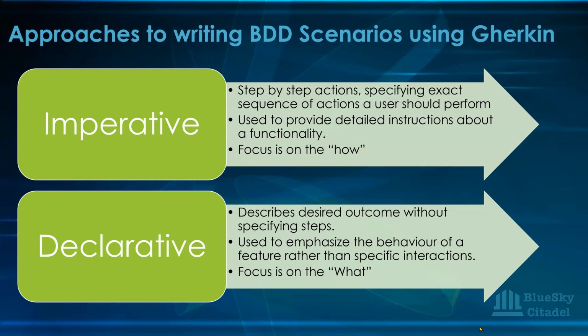Okay, so a declarative focuses on the what, and it is used to emphasize the behavior of a feature rather than specific interactions or specific actions. It is also used to describe the desired outcome without specifying the steps. When do we use the declarative Gherkin? Like I said earlier, when you just want to go straight to the point, then if you use the declarative, you are focusing on the end result.